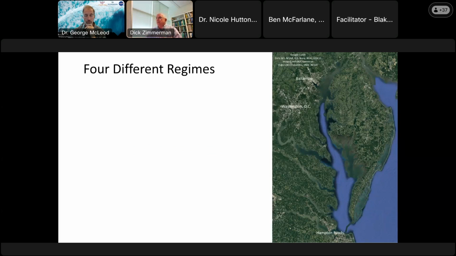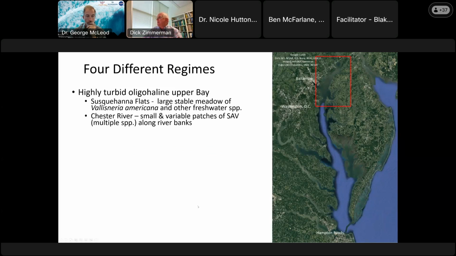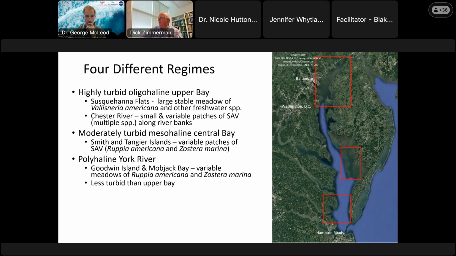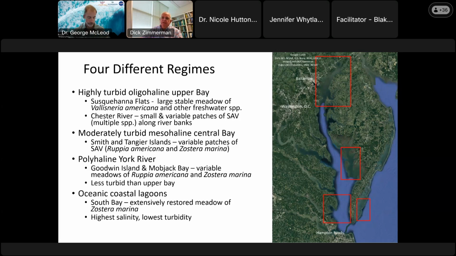So just to show you what we've been doing with this, we've been exploring 4 different regimes in the Chesapeake Bay to map submerged aquatic vegetation. We've been looking up in the highly turbid oligohaline upper sections of the bay characterized by Susquehanna Flats and the Chester River, where we have extensive populations of submerged aquatic vegetation, some in small variable patches with a high degree of turbidity in that water. We've been looking down in the moderately turbid mesohaline central part of the bay and the polyhaline York River, and finally out in the coastal lagoons to get a gradient across here to see what these satellite systems can do in these very different environments.